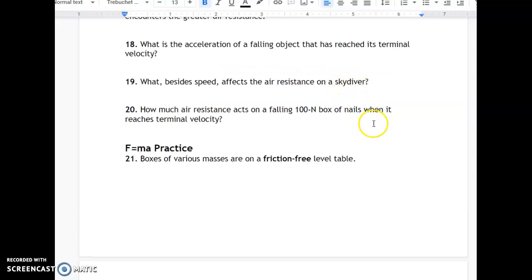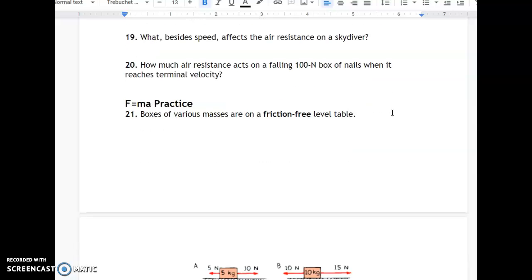So what, besides speed, affects the air resistance on a skydiver? Again, air resistance is affected by your surface area, or your area, and your speed. So besides speed, your area. How much air resistance acts on a falling 100 Newton box of nails when it reaches terminal velocity? We are given that the box of nails is 100 newtons, so that is its weight. For something to reach terminal velocity, the sum of the forces has to be equal to 0, so air resistance must also be 100 newtons acting back up on the object.